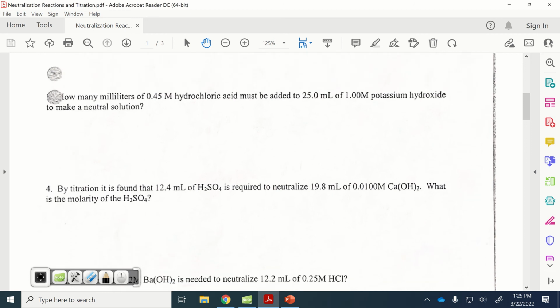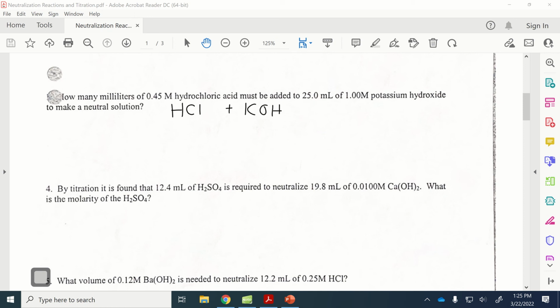Okay? For the second one here, it says how many milliliters of 0.45 molar hydrochloric acid must be added to 25 milliliters of 1 molar potassium hydroxide to make a neutral solution. So I have HCl plus KOH will produce HOH, water, and the salt, KCl. Well, that's +1 and that's -1, so this is already all balanced.